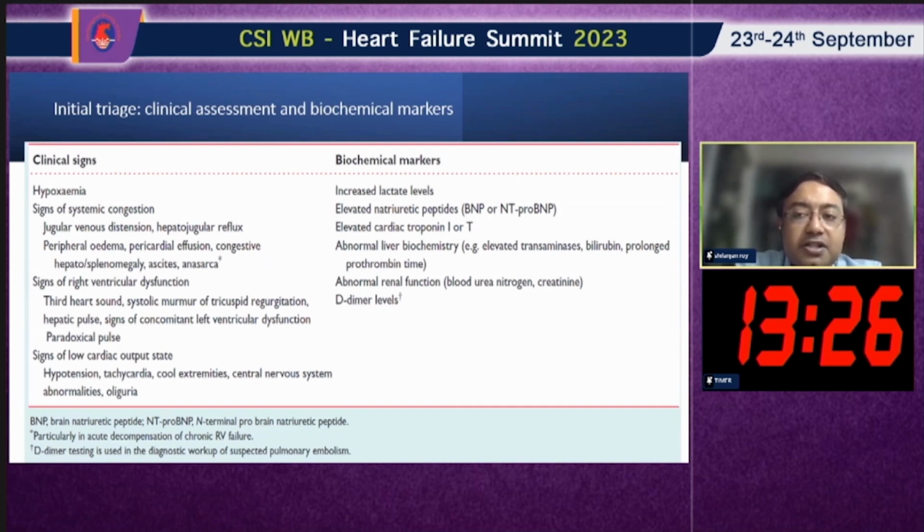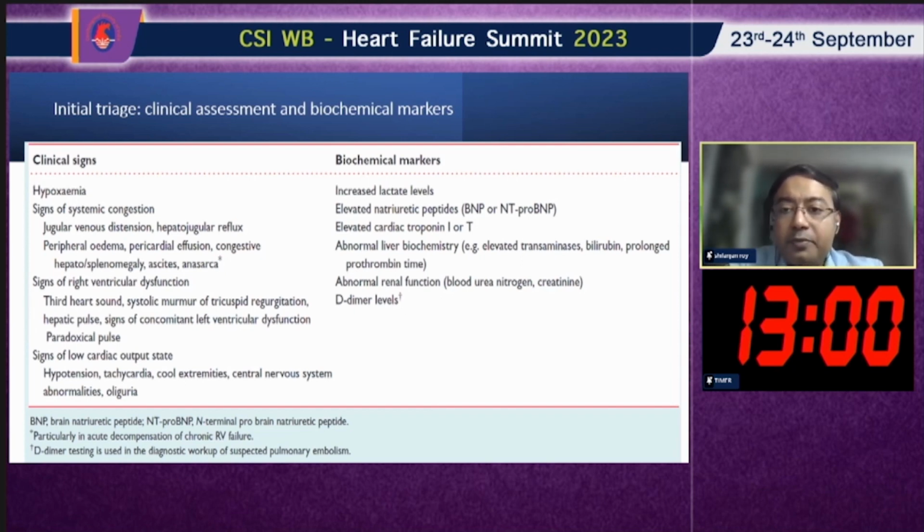Signs of RV dysfunction have to be clinically assessed: presence of a third heart sound, systolic murmur of tricuspid regurgitation, and pulsatile liver. Signs of concomitant left ventricular dysfunction also have to be assessed. We also have to assess signs of low cardiac output, whether the patient also has a low cardiac index, which can be clinically assessed by the presence of hypotension, tachycardia, cool extremities, and oliguria.